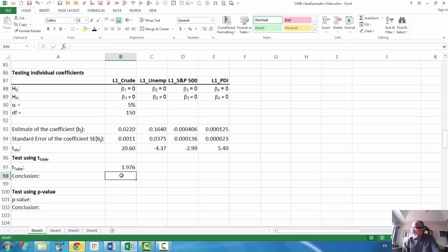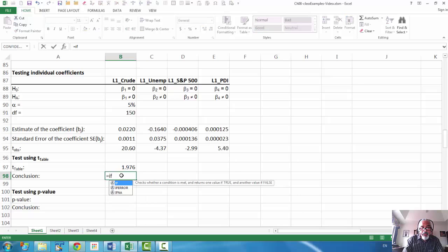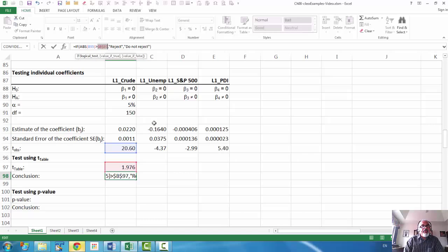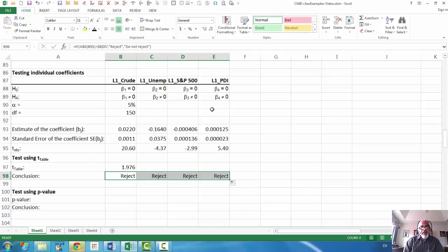Now for the conclusion, we can set up a formula. If the absolute value of the observed t is greater than the t table value, then we reject. Otherwise, we do not reject. So we compare the absolute value of this with that t table value. For that, we need to make sure that the t table value B97 is absolute referenced. So all of them are rejected now.